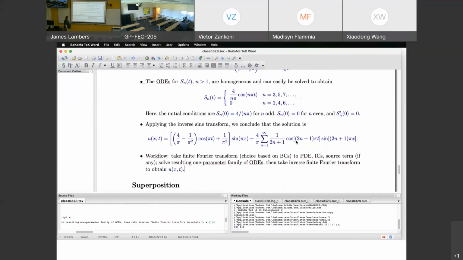It's a one parameter family of ODEs for a problem in one space dimension. Here we have u of x, t. If it was in higher space dimensions, say 3 dimensions, you have a solution depending on x, y, z, and t. Then you have a 3 parameter family of ODEs to solve. So, questions about how that example works?